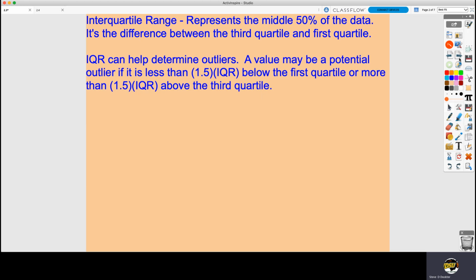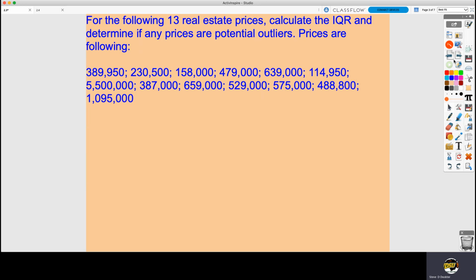Are we ready to go on here? All right, so listed below there, we have 13 different real estate prices. We need to calculate the IQR and determine if any prices are potential outliers. Now the first thing that you should do when you get a list like this is you should order them from least to greatest. So that is our first step here.